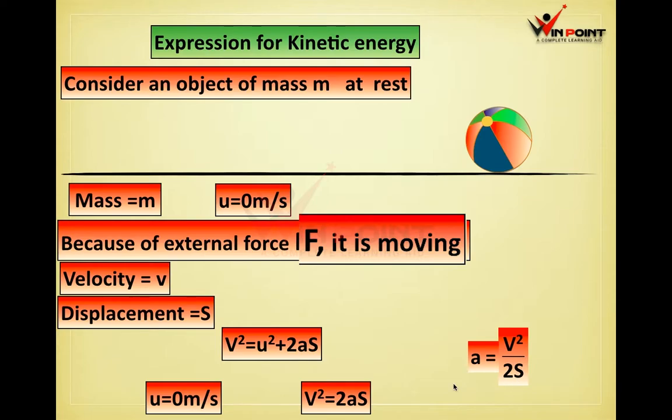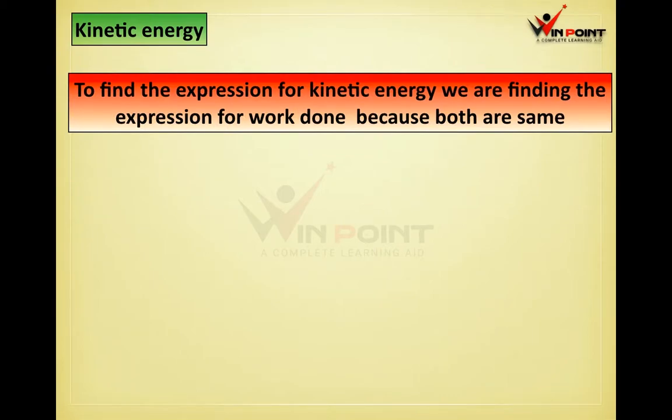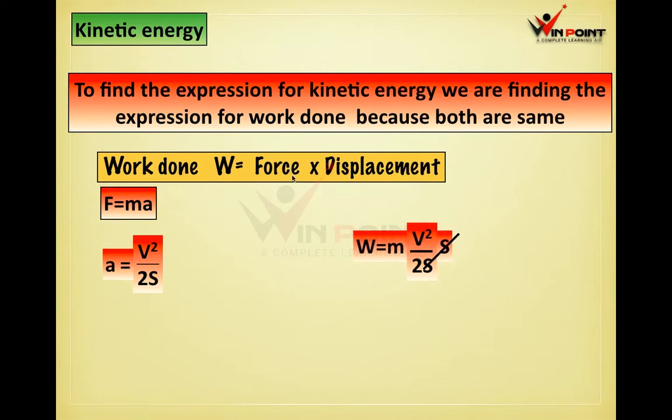Now we know that work done is energy. To find the expression for kinetic energy, we are finding the expression for work done because both are the same. So we are finding the equation for work done. What is the equation for work done? Force into displacement. And we have the equation for force. Force is m into A. What is A? We found that value some time before. It was V square by 2S. So we can substitute that value here.